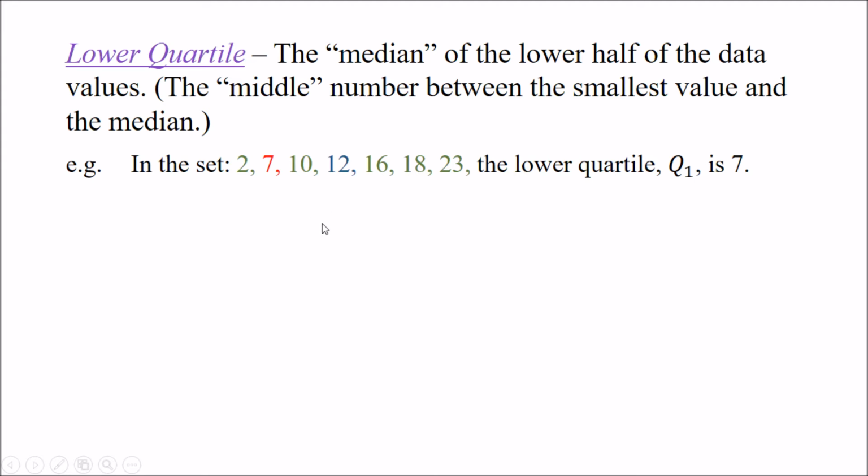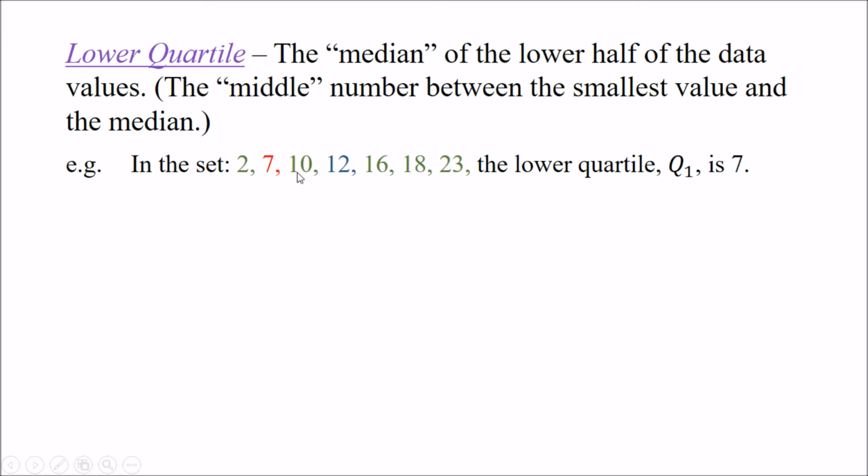The lower quartile is the median of the lower half of the data values. It's the middle number between the smallest value and the median. Now, when there are an odd set of numbers, as in this example, 2, 7, 10, 12, 16, 18, 23, 12 is my median. It's the middle number. It's 4 from the left end and it's 4 from the right end. Ignore the median when there's an odd set of data.